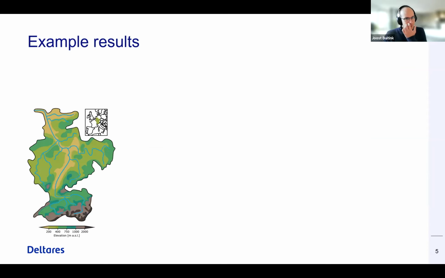Just some example results of the workflow that we have currently running. We run it for the Rhine Basin. So for those of you who are familiar, you see here a small map of Europe, in which the Rhine Basin is located in green. It's one of the main river basins that flows into the Netherlands, where we are highly dependent on the amount of water that's coming through within the Netherlands.